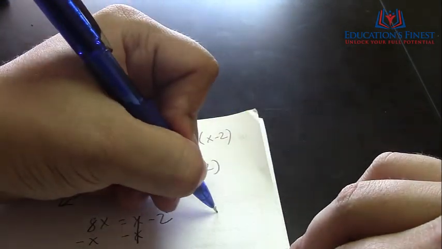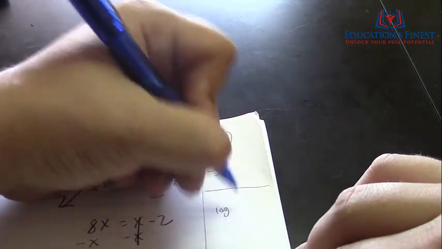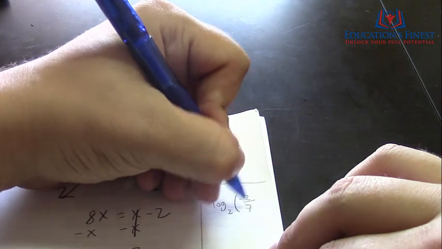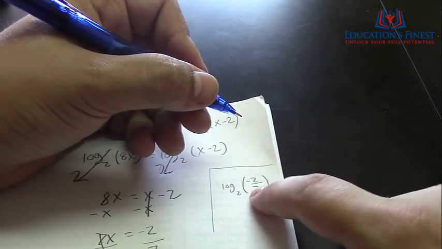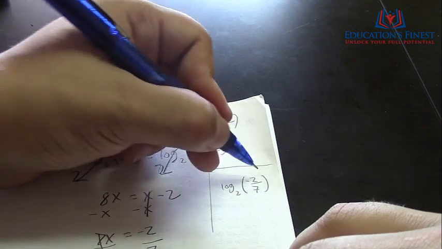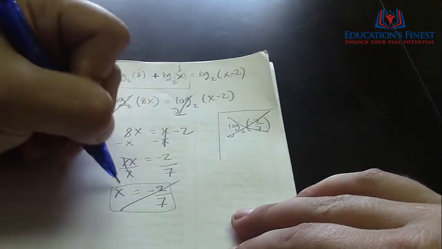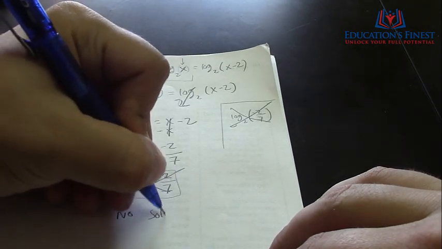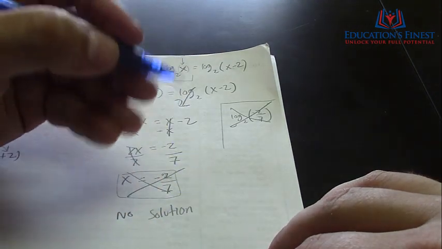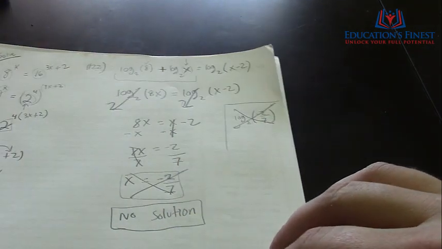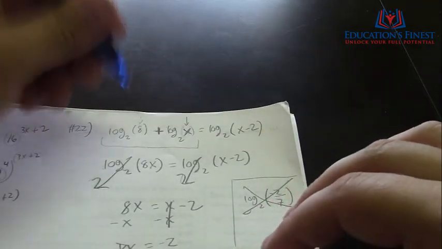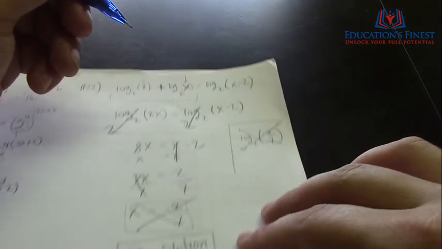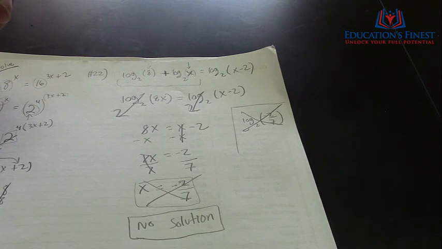Yes, you are, because you're going to end up with, do a little note over here, log base 2 of negative 2 over 7, which you cannot have a negative inside the log. That is a big no, okay? That being said, your answer doesn't work, so your answer is no solution. And that is your answer. So remember, with logs, you have to check them at the end, and you cannot have a negative inside the log. So in this case, the answer is no solution.